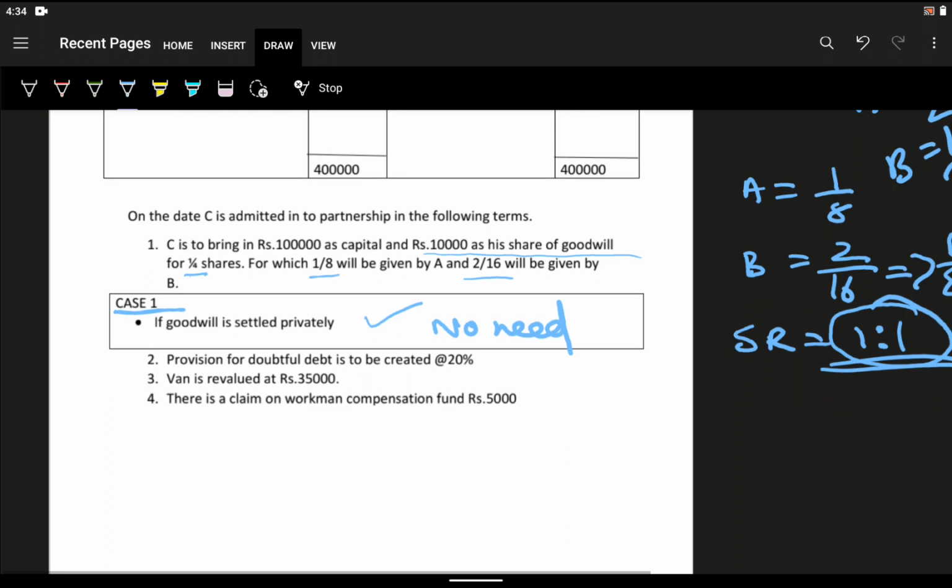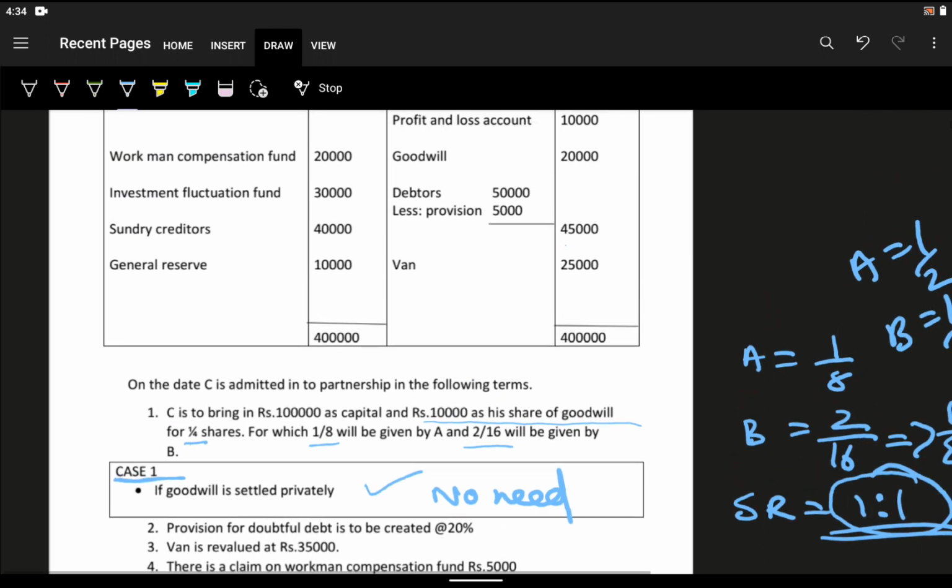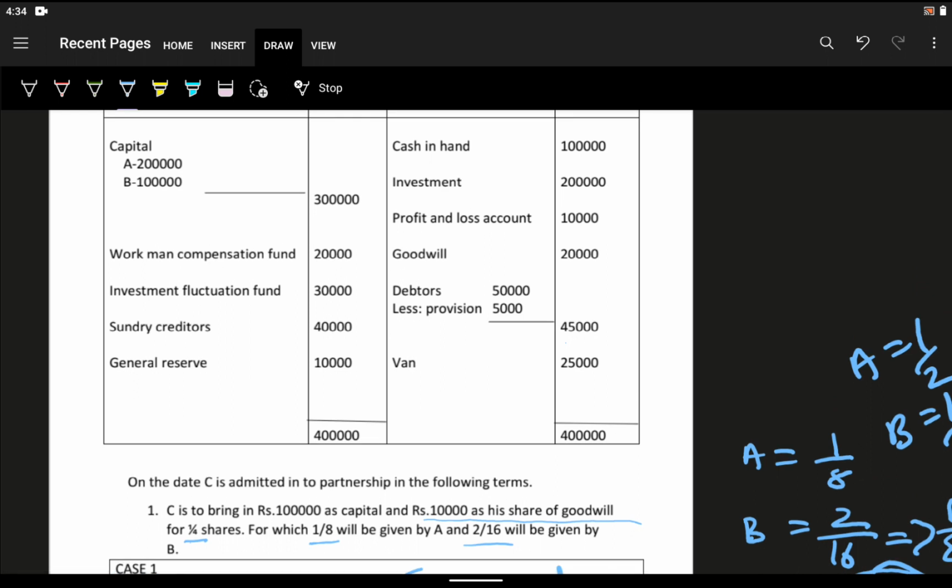Okay, now next one is, provision for doubtful debt is to be created at 20%. It means what? Already 5,000 is here as provision for doubtful debt. So what is 20% of 50,000? 20 by 100, it will be 10,000. 20% of 50,000 is 10,000. Okay, so already 5,000 is here. How much extra is coming? Only 5,000 extra is coming.